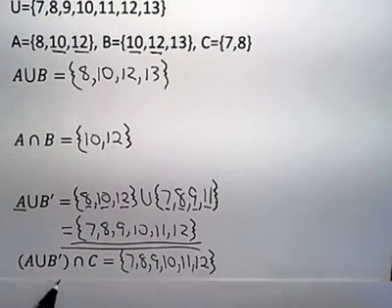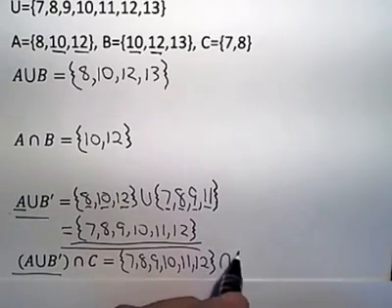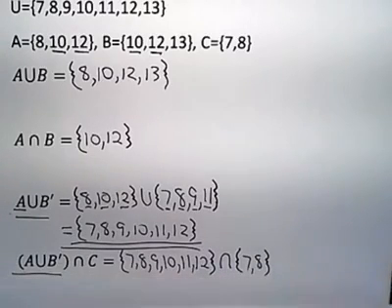But since it's the exact same thing that I just did up here, I can just copy it down. And now I want to intersect that with the set C, which consists of the elements 7 and 8. And again, intersection means the elements have to appear in both, and 7 and 8 appear in both. So the intersection of those two sets is the set consisting of 7 and 8.